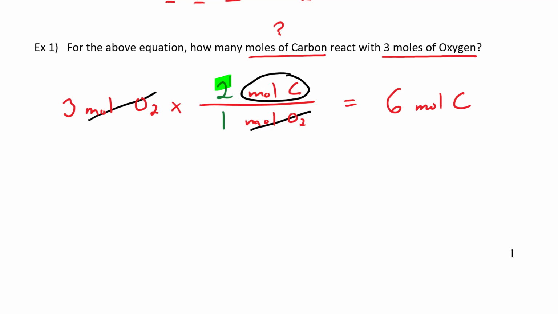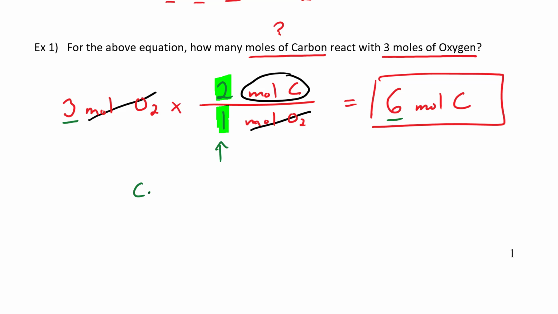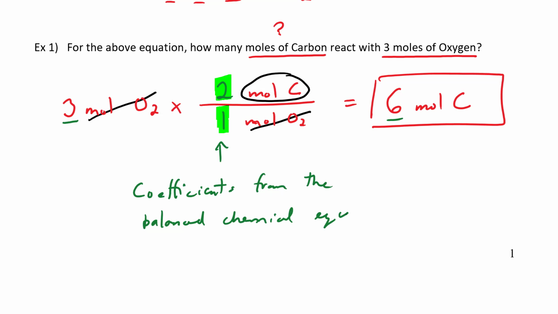Significant digits now. These are exact values. As a result, we only use this one to calculate significant digits. We have one significant digit. Therefore, this is the final answer. So just to remind you, we're using the coefficients from the balanced chemical equation to convert from one species of chemical to another.